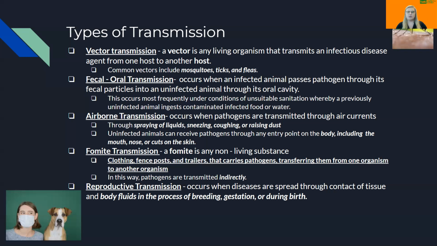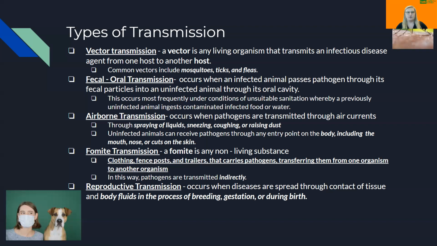Airborne transmission occurs when pathogens are transmitted through air currents, through spraying of fluids, sneezing, coughing, or raising dust. Unaffected animals can receive pathogens through an entry point on the body, including the mouth, nose, or cuts on the skin. Fomite transmission. A fomite is any non-living substance, clothing, fence posts, a trailer that carries pathogens, transferring them from one organism to another.